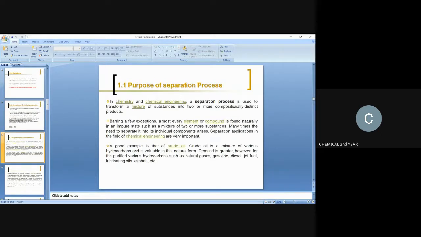Here we see the purpose of separation process. In chemistry and chemical engineering, a separation process is used to transform a mixture of substances into two or more compositionally distinct products.